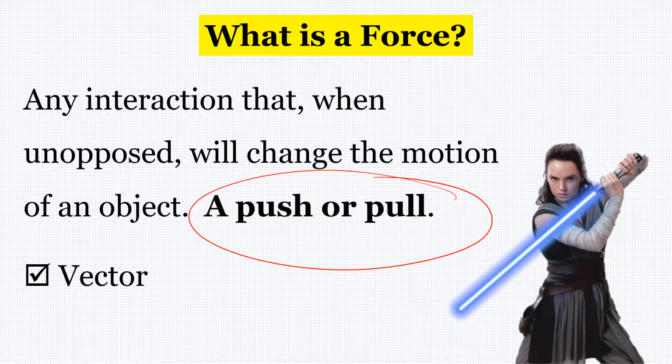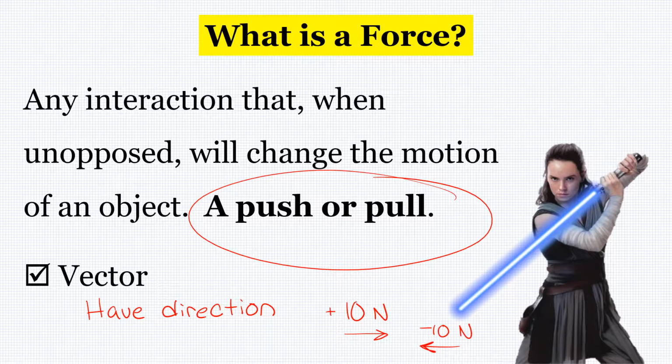Forces are a vector, meaning they have direction. So for example, if I was applying a force of 10 newtons, if it was in the positive direction, that could mean it was going to the right. And if it was negative 10 newtons, that could mean that it's going to the left. So that direction is represented with the plus or minus sign.